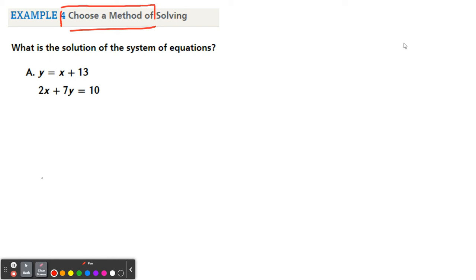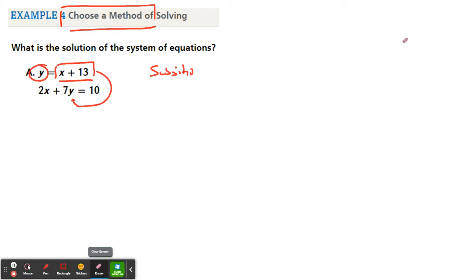So if we take a look at this one, y equals x plus 13, 2x plus 7y equals 10. Notice how these equations are not stacked like our first three examples in the previous video. Also notice how the first equation is solved for y. We are going to use substitution here. This x plus 13 is going to go in place of y. So we are going to use substitution. And again, the reason we're doing that is because the first equation, equation 1, is solved for y.